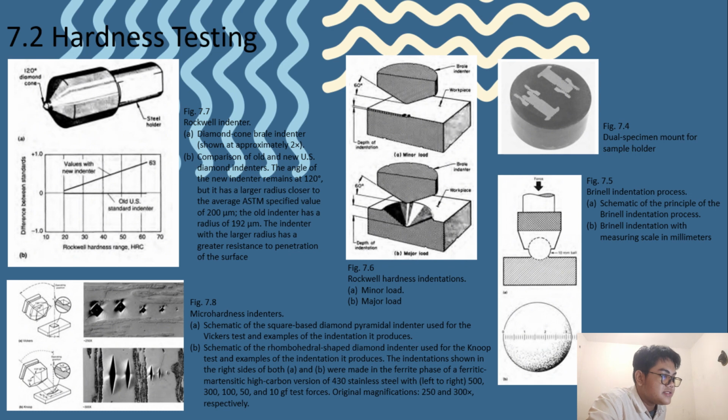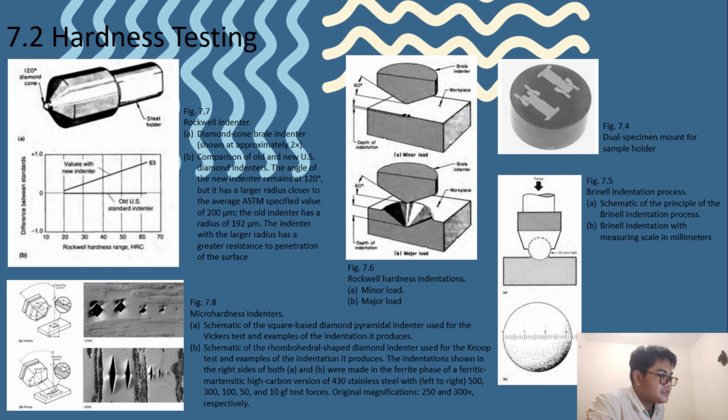And Figure 7.7 is a Rockwell indenter. We also have two figures there. A is a diamond cone Rockwell indenter, and B is a comparison of old and new US diamond indenters. The angle of the new indenter remains at 120 degrees, but it has a larger radius, closer to the average ASTM specified value of 200 µm, and the old indenter has a radius of 192 µm. The indenter with the larger radius has a greater resistance to penetration of the surfaces.